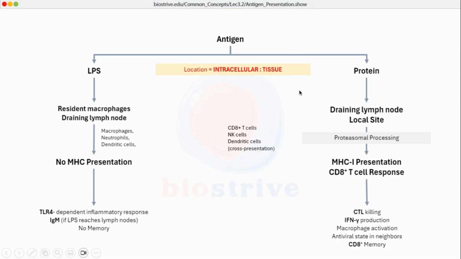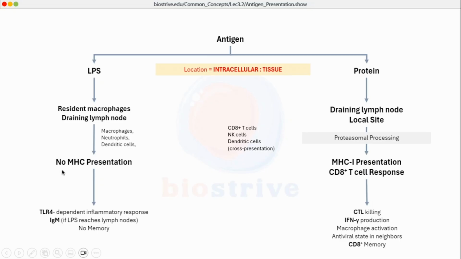Now, let's talk about tissues. If the nature of antigen is intracellular, in case of tissues, it is LPS, and if it is LPS, it will be taken care of by resident macrophages. It will be taken to draining lymph nodes because the site of infection was tissue. It will be carried through afferent lymphatics into draining lymph nodes. This is done by antigen presenting cells like macrophages and dendritic cells.